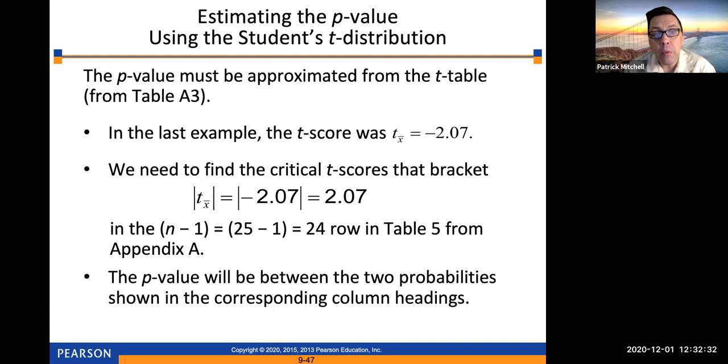All right, so the way that works with the table is like this. In the last example, the t-score was negative 2.07. So we need to look at the table and find the critical t-scores that bracket 2.07 in the 24 row. And there's the wrong reference again. That's supposed to say table A3. All right. So the p-value will be between the two probabilities shown in the corresponding column headings.